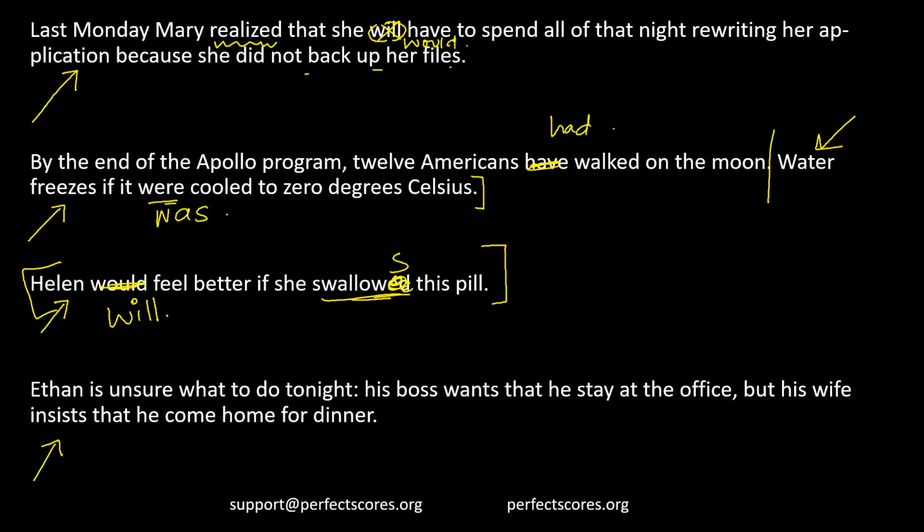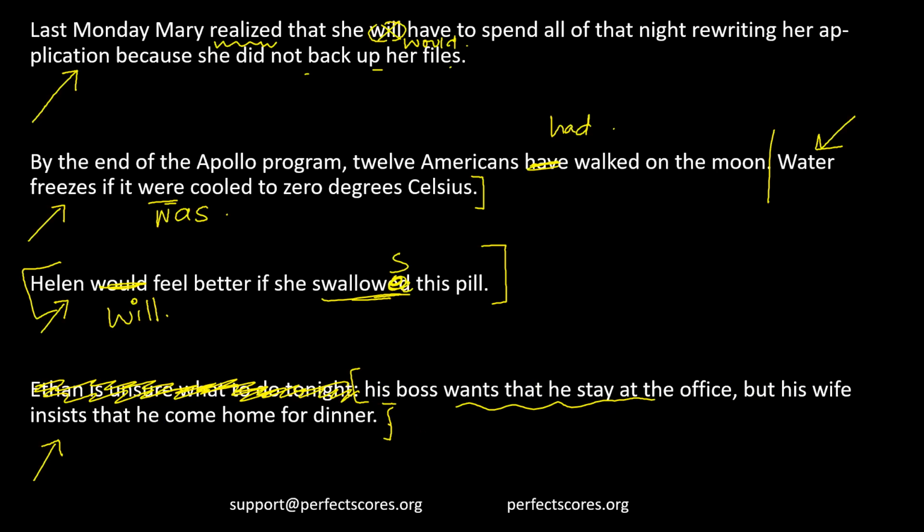His boss wants him to stay at the office. Yeah. Ethan is unsure what to do tonight. So let's just remove this part because it's not needed for the structure of the sentence. His boss wants that he stay at the office. Okay, this is fine. But his wife insists that he come home for dinner. Did you find any mistake in this or do you think it's correct? His boss wants that he stay at the office.